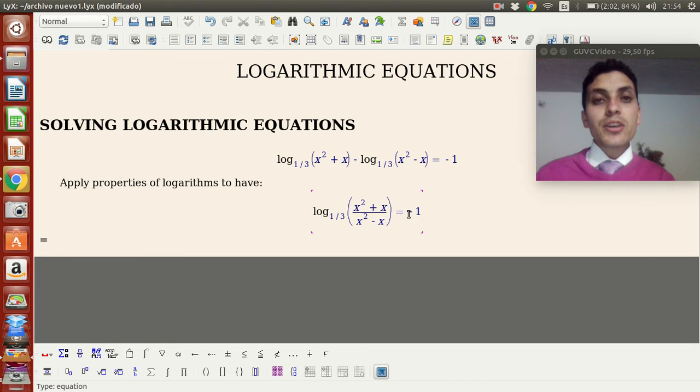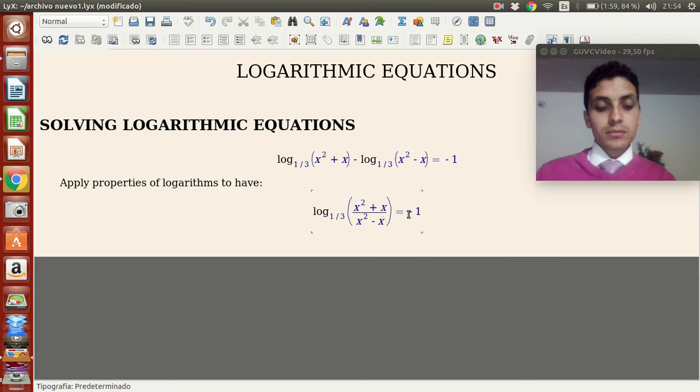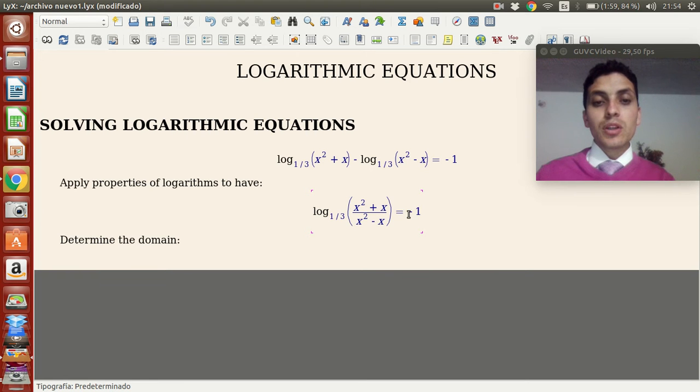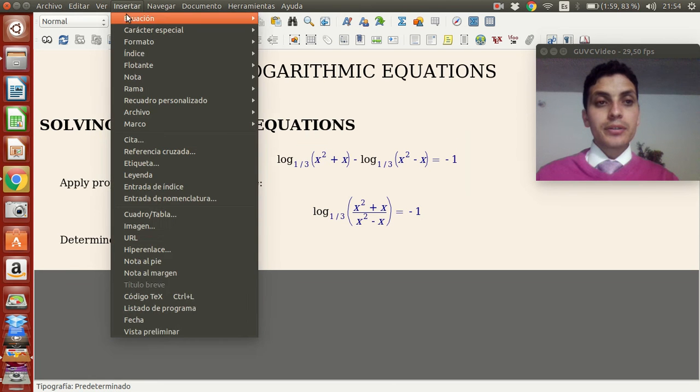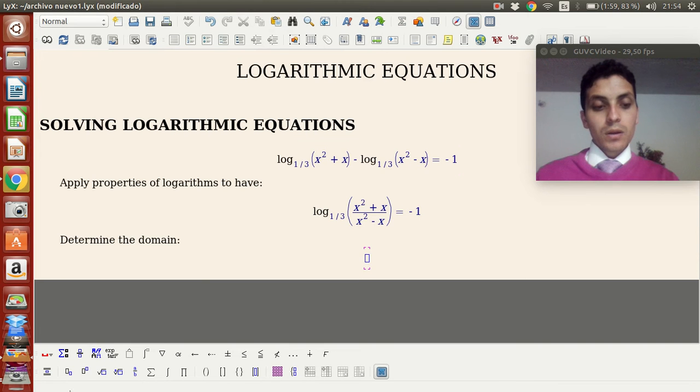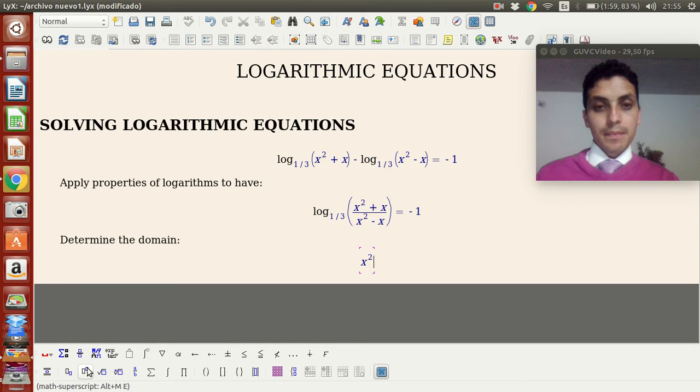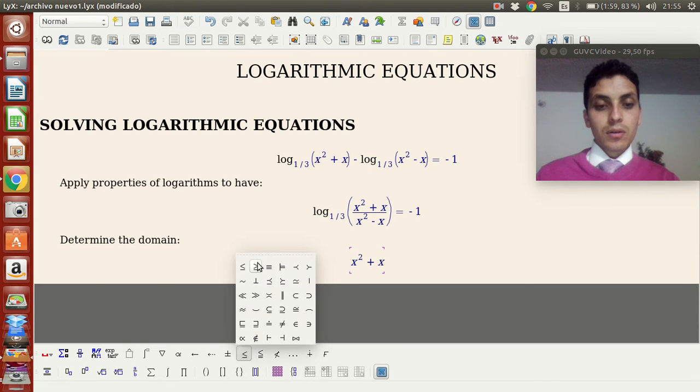This is equal to -1. Okay, something you should take into account when you start solving logarithmic equations is that you should know the domain of the logarithm. So how do you determine the domain? Look, we're going to check here that x squared plus x, but remember that there's no logarithm of any number that is less than or equal to 0. So it means that x squared plus x should be greater than 0.